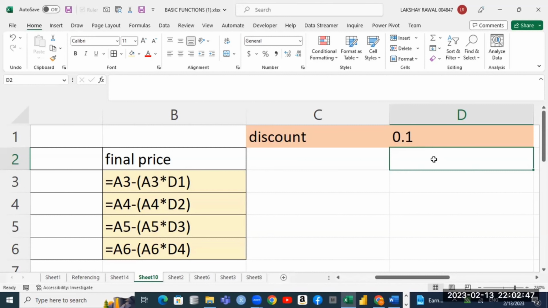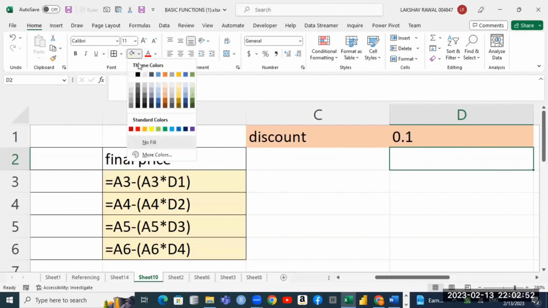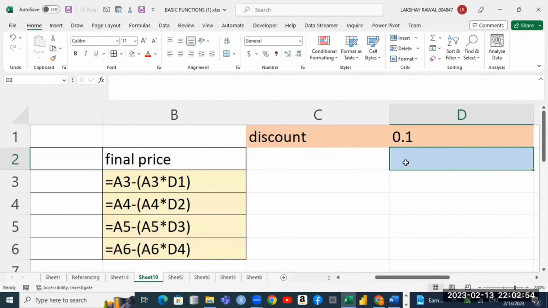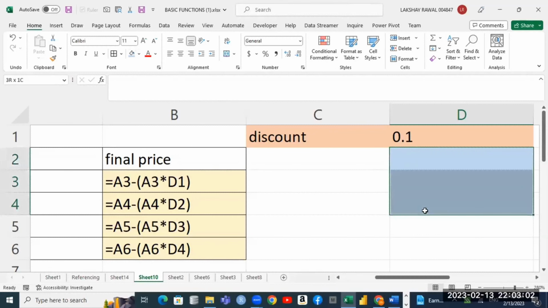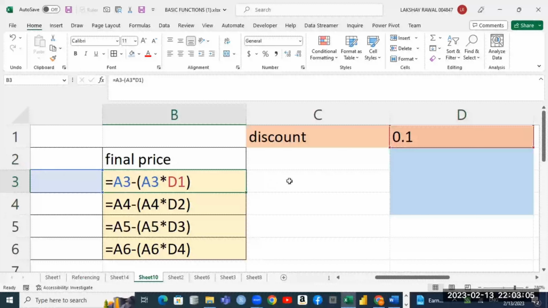Is it D2? Yes, ma'am. This is what? See, I'm just coloring D2. This is cell address D2, no? This is cell address D3. This cell address is empty. So actually nothing is calculating.